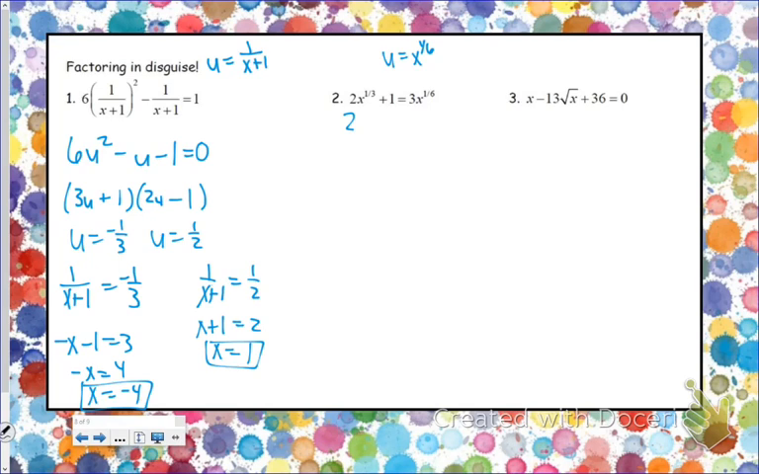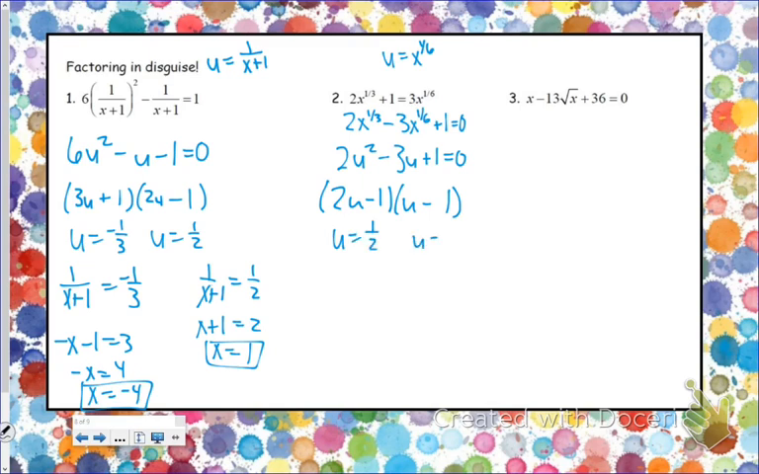So when we rewrite this, this is 2x to the 1/3 minus 3x to the 1/6 plus 1 equals 0. So now I'm going to replace that. This is going to be 2u squared minus 3u plus 1 equals 0. So now this can factor. So my values for u would be 1/2 and 1.